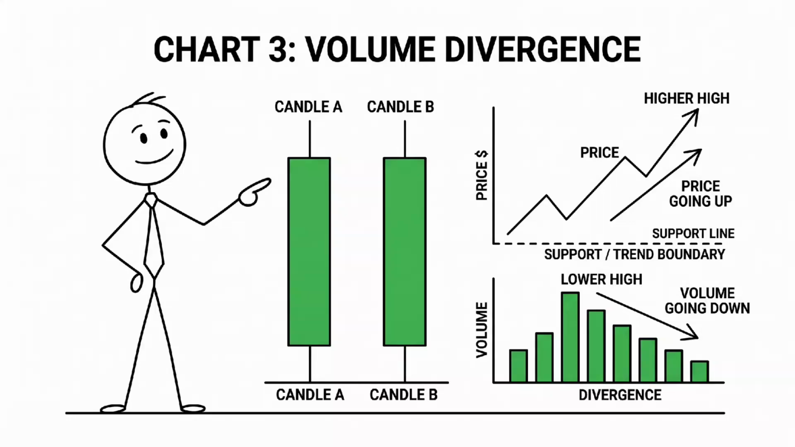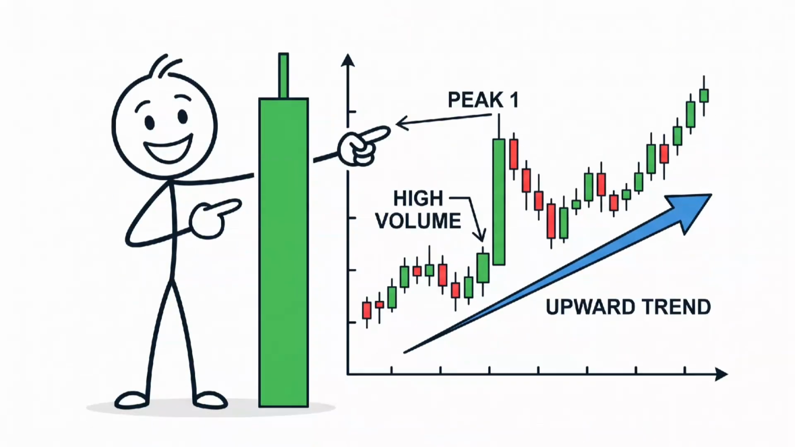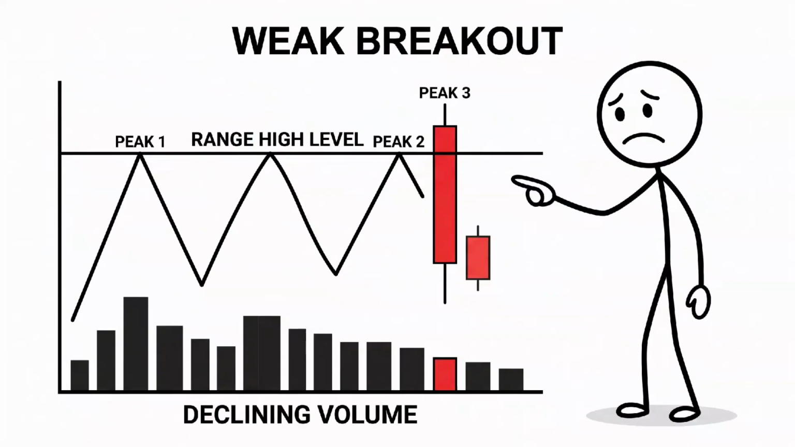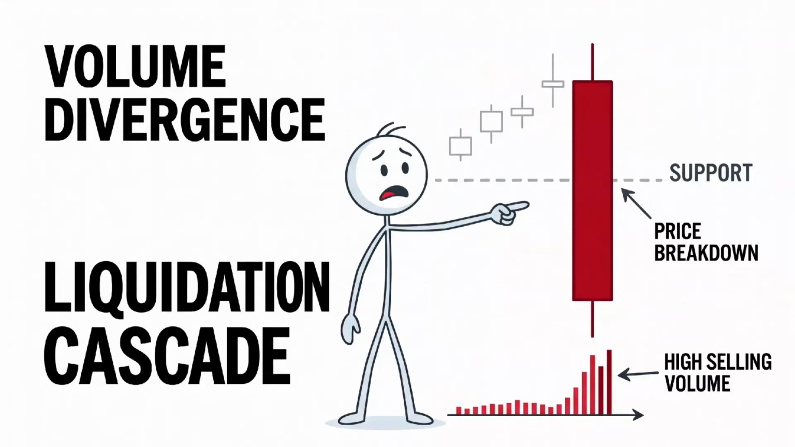Chart 3. Volume divergence on Nasdaq 100 futures, NQ. Third, volume divergence. This is the ultimate tool for practicing trending patience. Suppose Nasdaq futures, NQ, are making a series of higher highs on a 1-hour chart. Peak 1 occurs on high volume. Peak 2 makes a new price high, but on lower volume. Peak 3 makes yet another high, but on significantly declining volume. Price is advancing, but participation is drying up. This divergence warns you that the trend is running on fumes, and a sharp liquidation cascade is imminent.